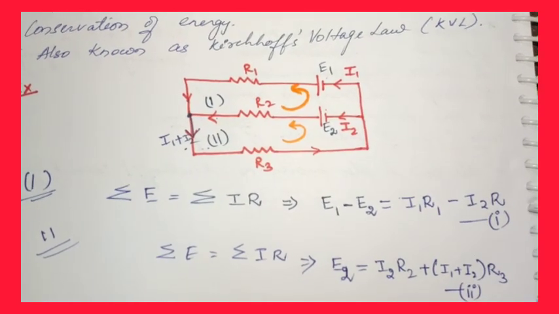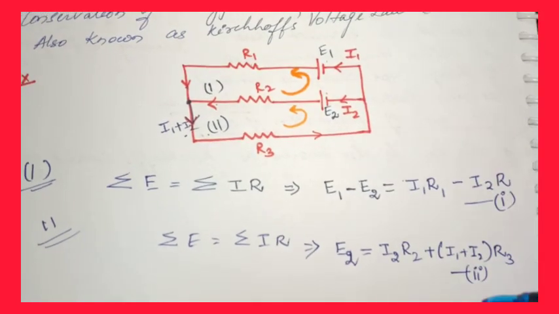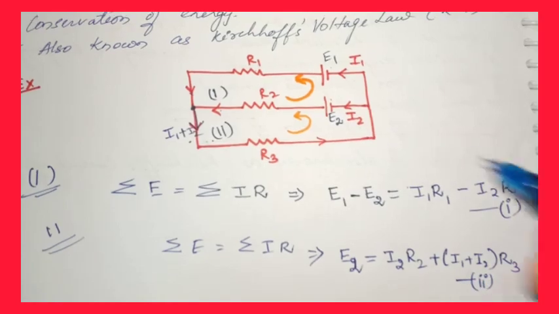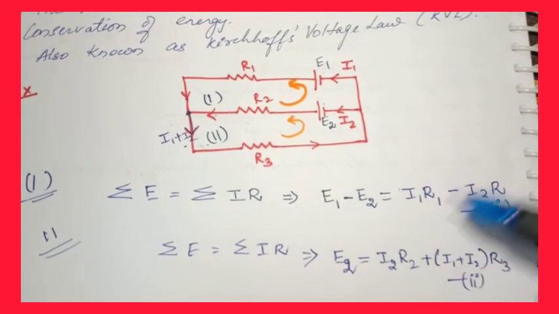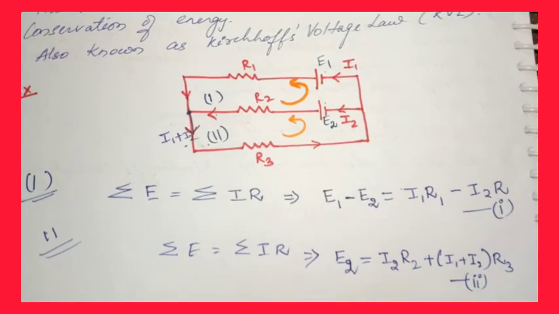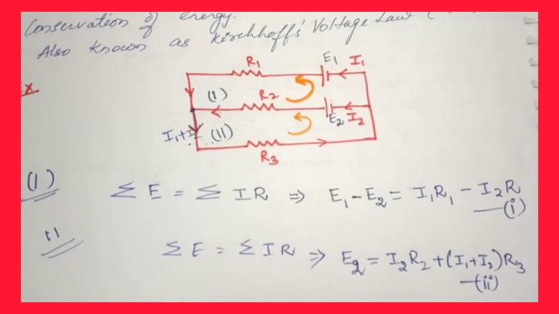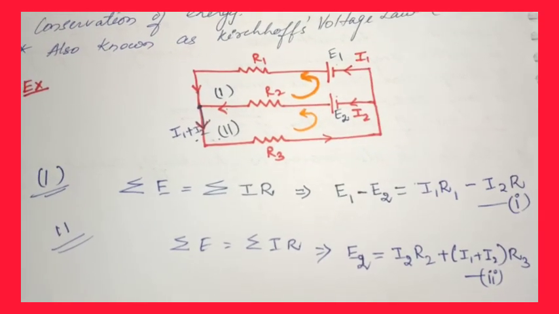The more currents there are, that many equations will be required to solve and find out the current flowing through the circuit. So this can be used, and we can easily solve any complicated circuits. We can use both the laws, the KCL and the KVL, to solve complicated circuits. So this is Kirchhoff's first law and Kirchhoff's second law.